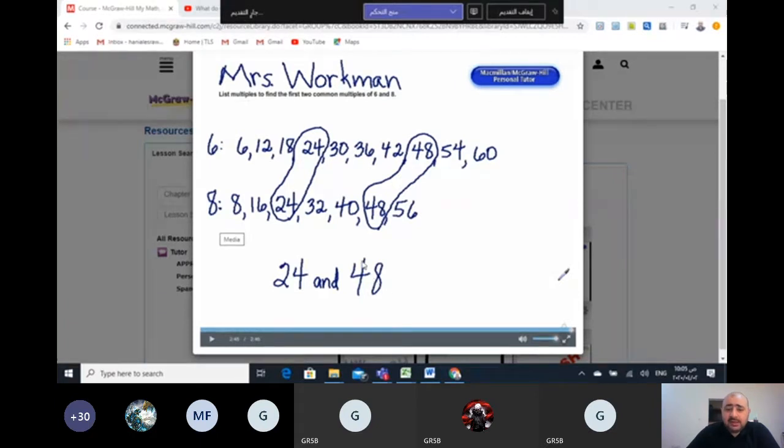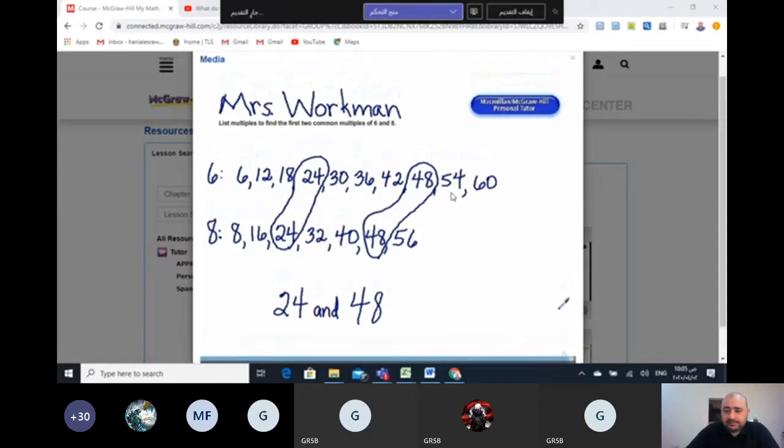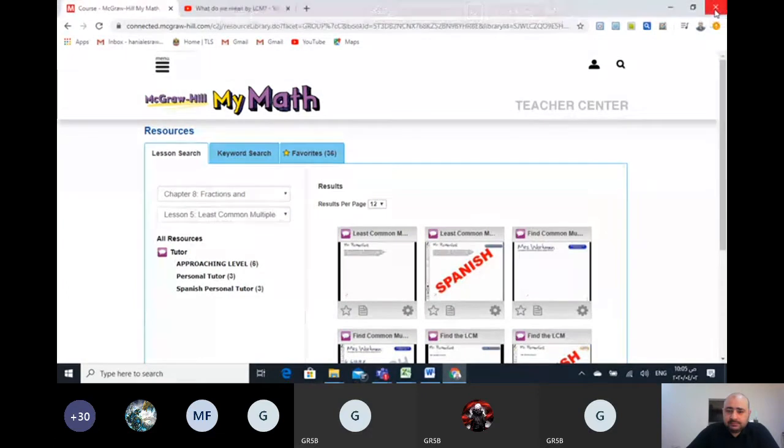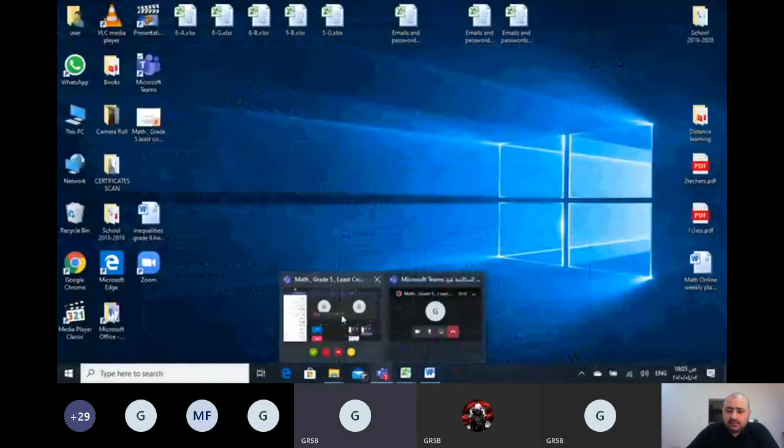But the LCM is what? The least one. This is 24. Because this is LCM, meaning least common multiple, in the final answer I take the least number, not the high number. So for this, the name LCM. Mr. Yes. 24 times 2 equals 48. Yes.